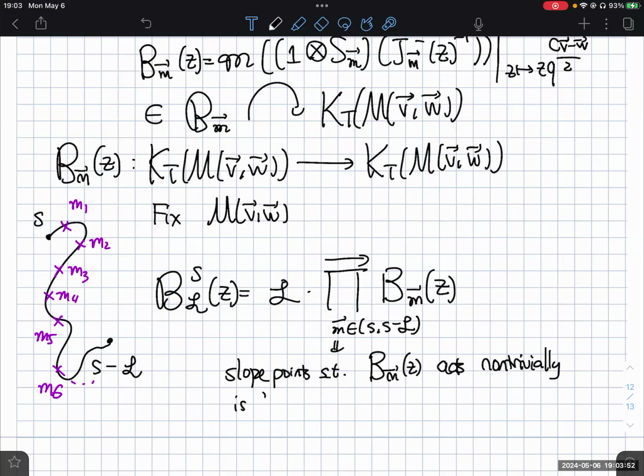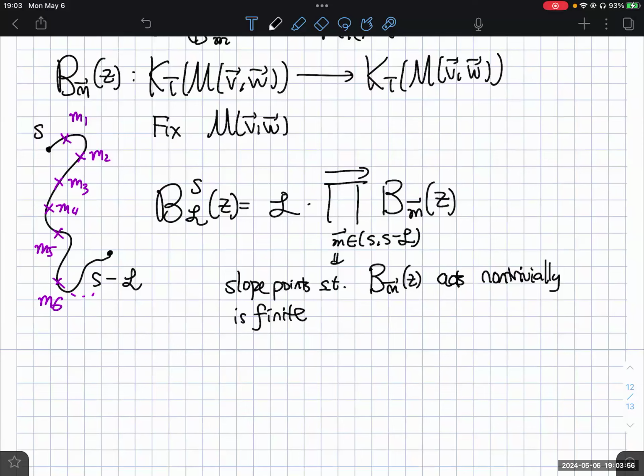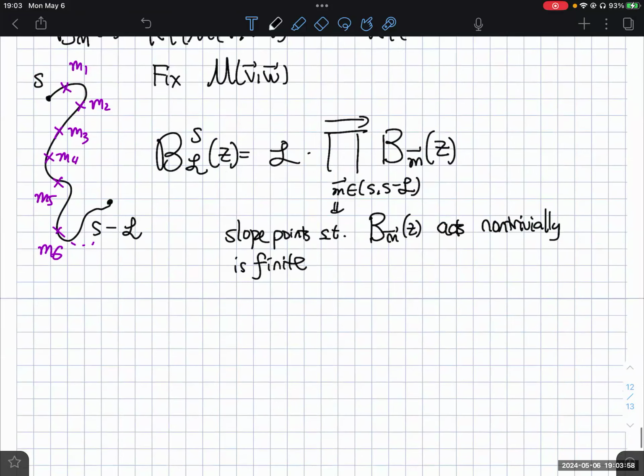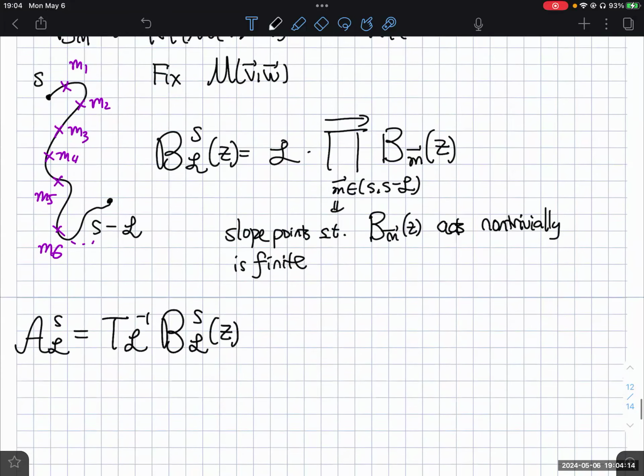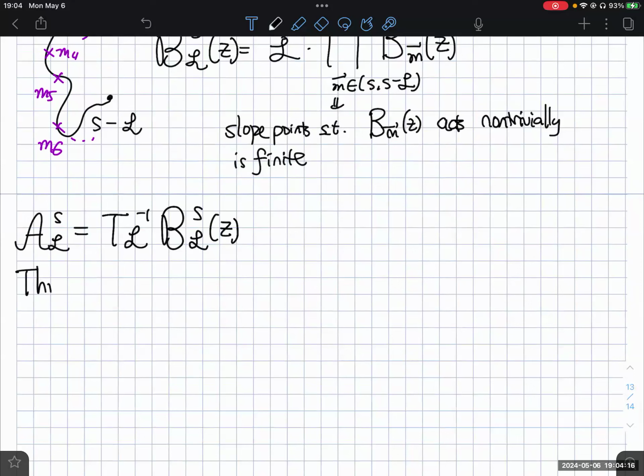It's finite. So at the first step, we can see that this product is well defined. And so now using this kind of thing, we define the difference operator this way, as the procedure above. So here's the theorem, the Nedrick version.